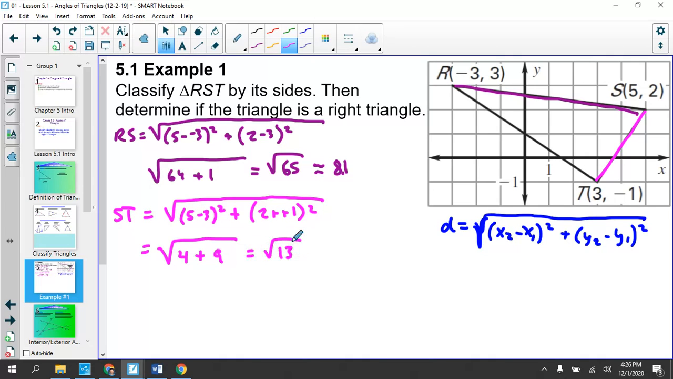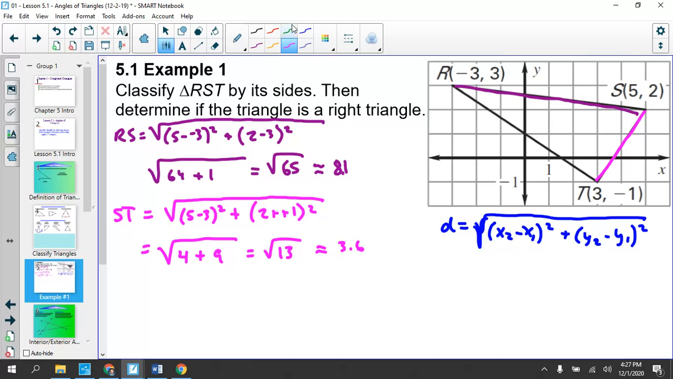I like this because then I don't even need a calculator. I can already tell you that the square root of 65 is different than the square root of 13. So I already know it's not equilateral. If you want to see that as a decimal, square root of 13 is about 3.6.